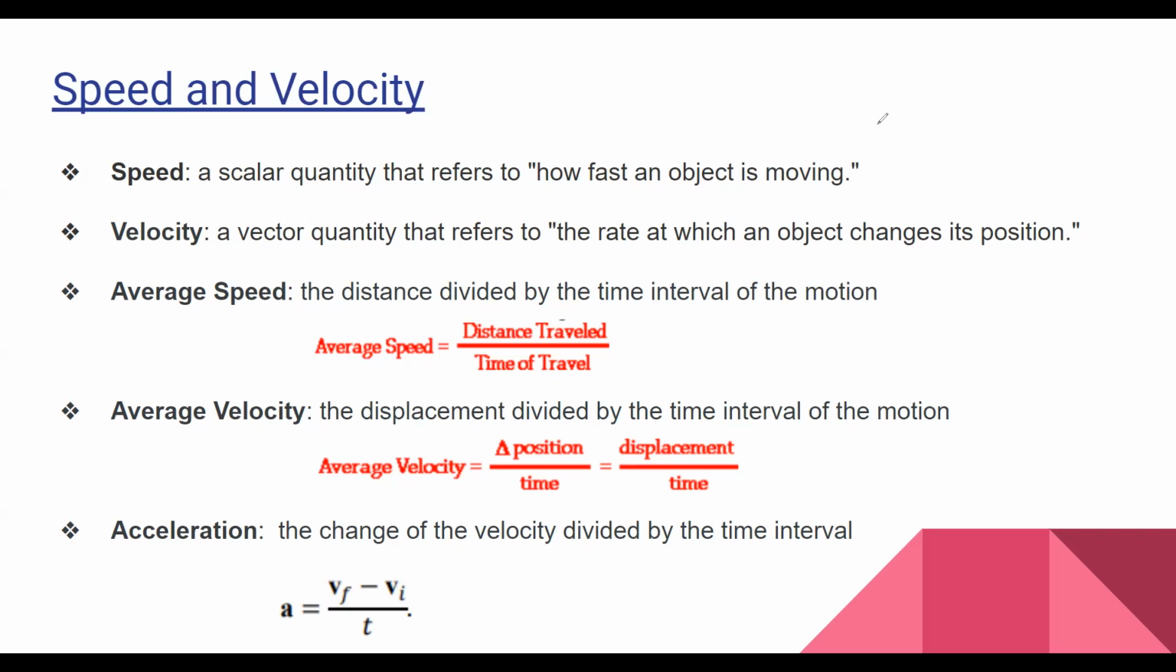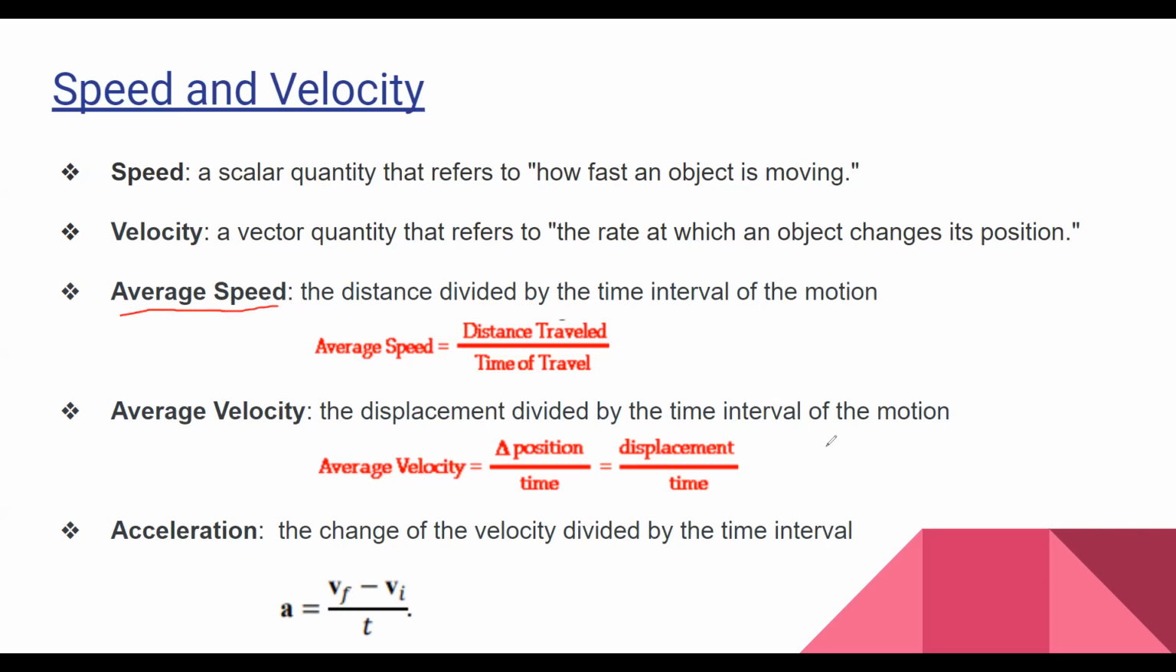Here we call this average speed because it's over a stretch of time, and obviously it doesn't have to be constant; over that stretch of time there could be acceleration and such. So if you're really just looking at the distance traveled over time, that is your average speed.